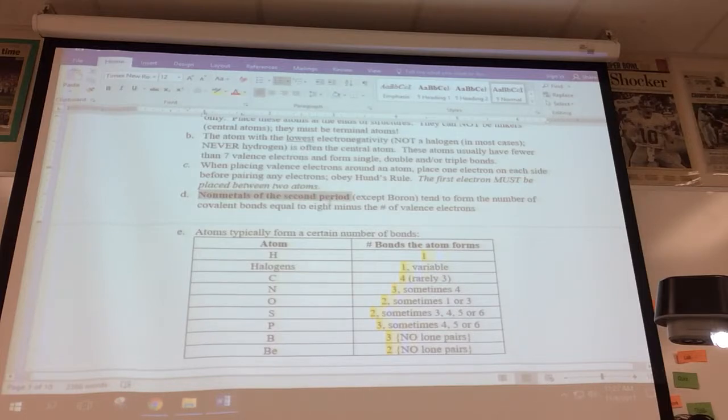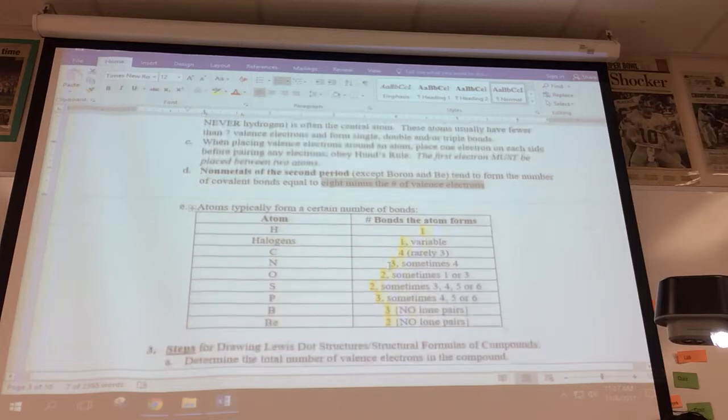Nonmetals of the second period, except boron and beryllium, tend to form the number of covalent bonds equal to 8 minus the number of valence electrons. I'm going to throw beryllium in there too. 8 minus the number of valence electrons. So let's think about it.